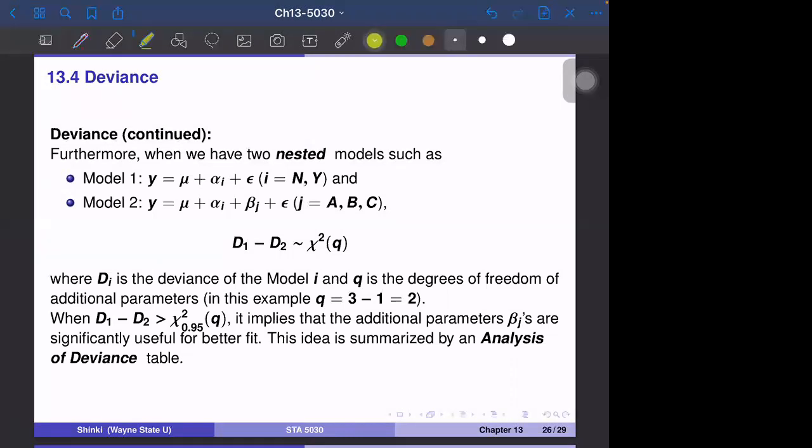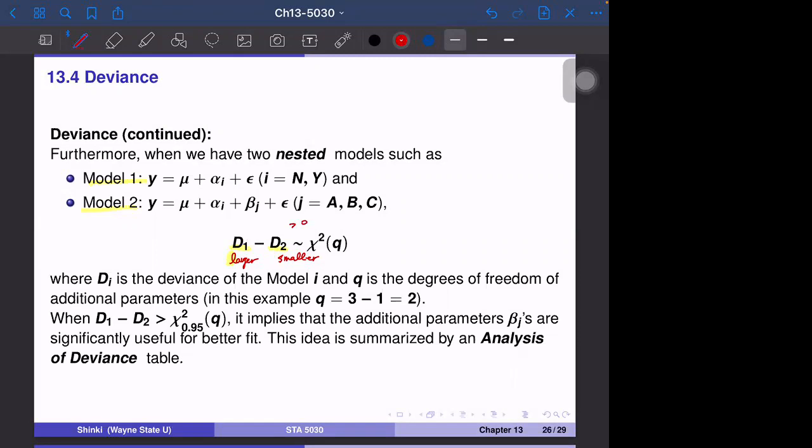Then you can calculate the deviance for both models, the deviance of model 1 and the deviance of model 2. The deviance of model 1 is larger, because model 1 is the smaller model, so it has smaller likelihood, so negative 2 times log likelihood is larger. So this is always larger, and D2 is always smaller. So at least the difference is positive. But if the difference is too large, that means model 2 is better than model 1.